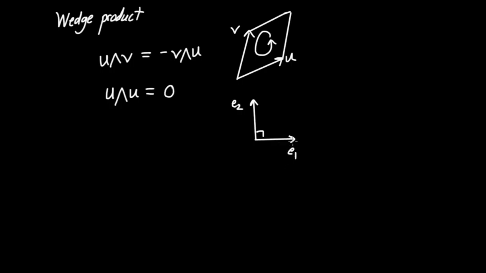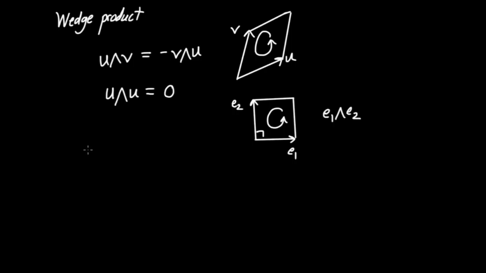and if we consider e1 wedge e2, this would correspond to the following parallelogram. In the order e1 wedge e2, this would be counterclockwise. This would be e1 wedge e2, and this is the unit bivector. And when we're dealing with two dimensions, all the bivectors we're going to be talking about are going to be scalar multiples of the unit bivector e1 wedge e2.